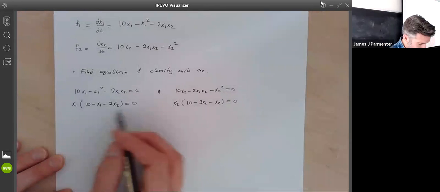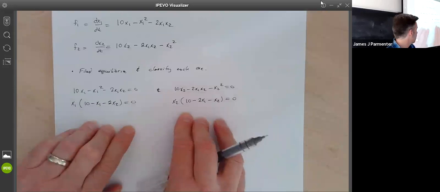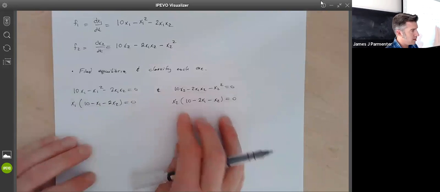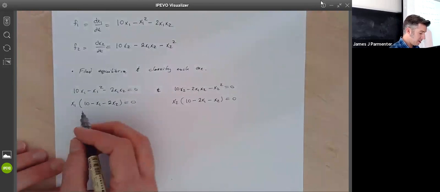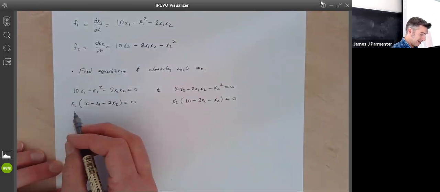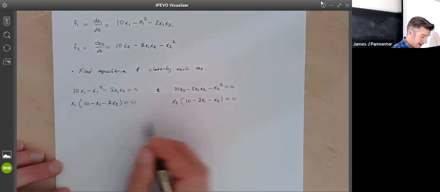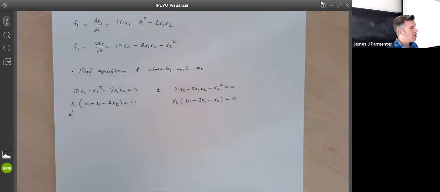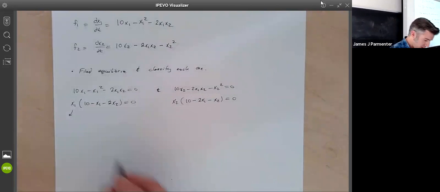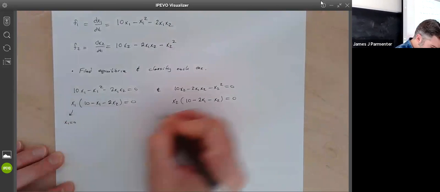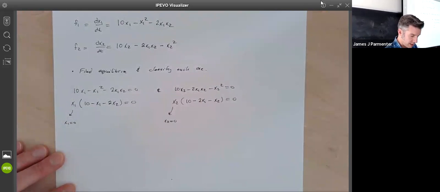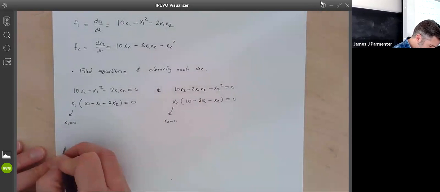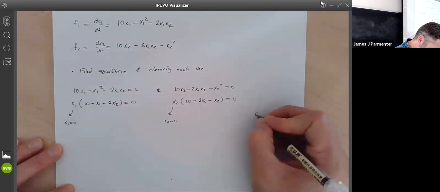So I want both of these to be 0 at the same time. What's one for sure, definite, easy answer? x1 could be 0 and x2 could be 0. It's not always a solution, but it's often a solution. So that's one possibility: (0, 0). Let's put them over here.